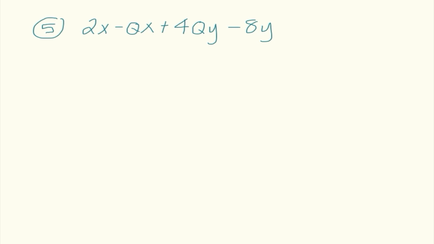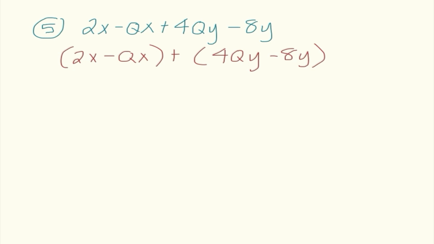Let's go ahead and do another one here. So once again, I notice here I have 4 terms. So I'm going to group my first 2 terms together, and then I'm going to group my second 2 terms together. And if I look at this first group, I notice that both of them have an x. So I'm going to take an x out, and I'm left with 2 minus q. If I look at this second group, I notice that both of those have a 4y that I can take out. And when I take that 4y out, I am left with q minus 2.